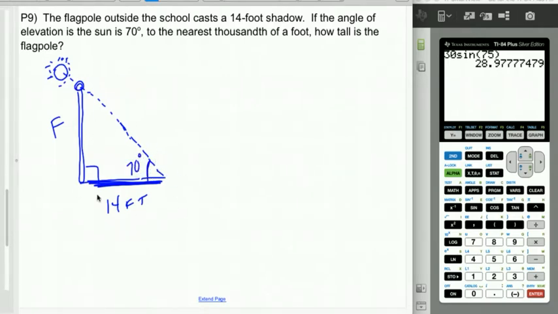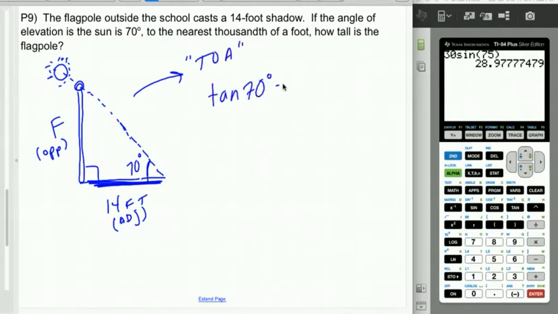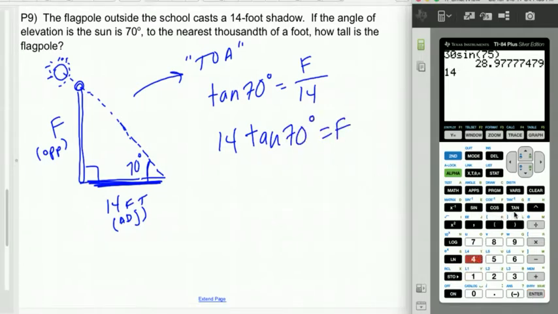We have the same basic triangle that we just saw when we dealt with the Pitzner problem, except instead of knowing the hypotenuse, we seem to know the two sides. When I list what I know, I want the opposite side, and I know the adjacent side. So that means TOA. So I want tangent of 70 degrees equals the opposite over the adjacent. I'm going to type into my calculator 14 tangent of 70, and that's going to give me my flagpole height.